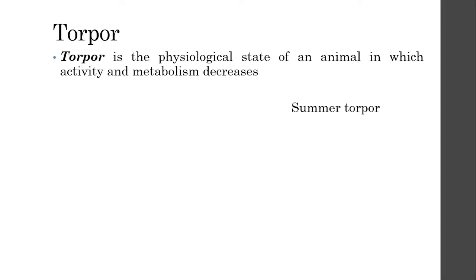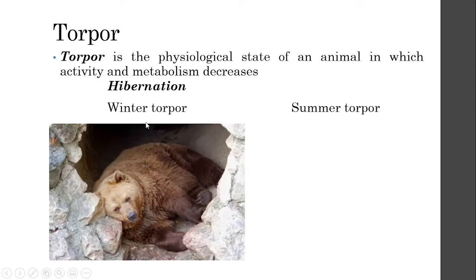Torpor is basically the physiological state of an animal in which the activity and the metabolism of that animal decreases. You're probably much more familiar with the term hibernation. Hibernation is winter torpor. This is when the animal's activity and their metabolism decrease during winter. The most popular animal that we know that does hibernation is a bear. The reason for that is because they have much less food during winter, so they have to save their energy, because it would actually take much more energy to keep their bodies warm.